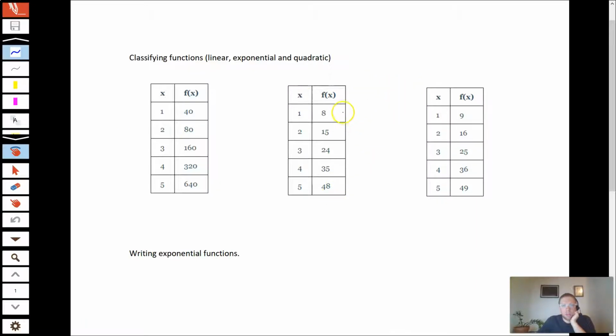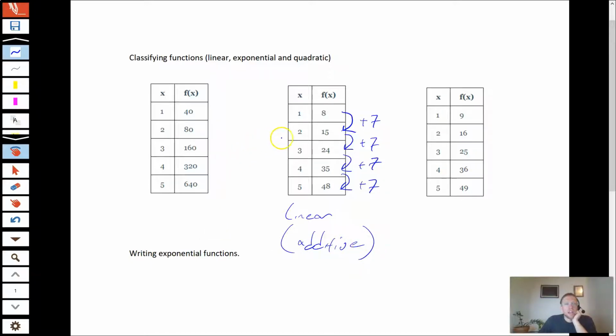Okay? And the way that you know that is that as x increases, we add 7 to y. So each increase in x leads to an increase of 7 in f of x. That tells us it's a linear function with a slope of 7, right? So we label that one as linear because it's an additive relationship. As x increases, I add to y.